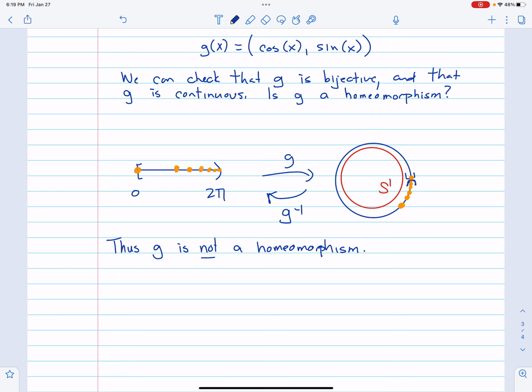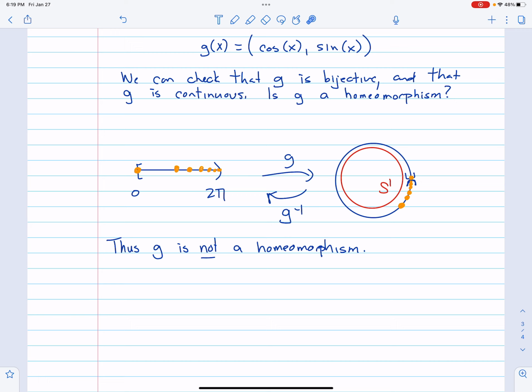However, that's not enough to prove that this interval here and this circle here are not homeomorphic. To say that they're not homeomorphic means that there's no homeomorphism that exists at all. All that we've done is say that this one function that we think could be a homeomorphism actually isn't. But that doesn't mean that there's not some other function out there that could be a homeomorphism. So to prove that they're not homeomorphic, we need some extra tools.